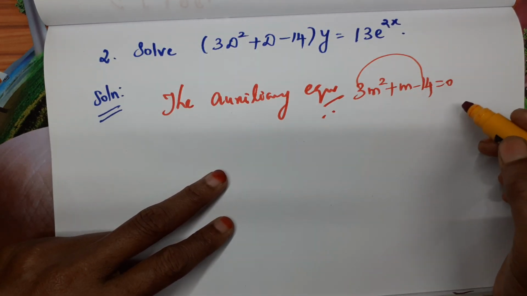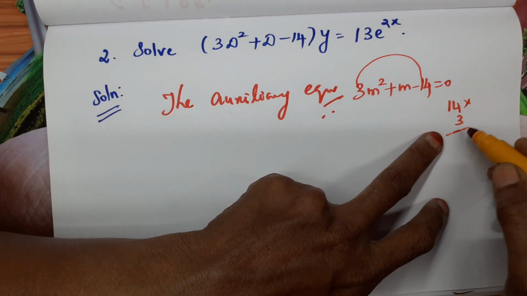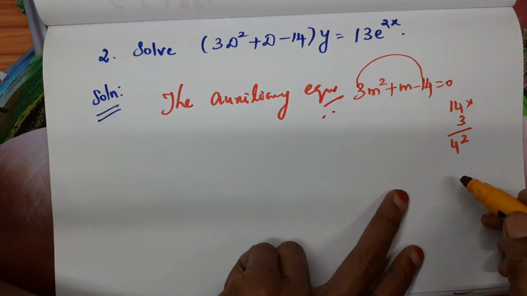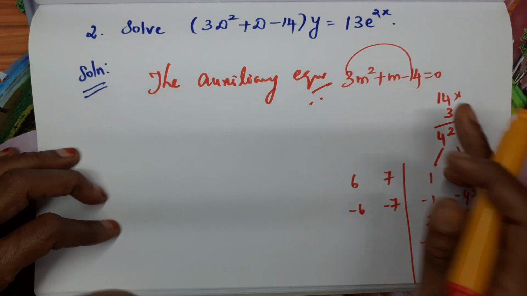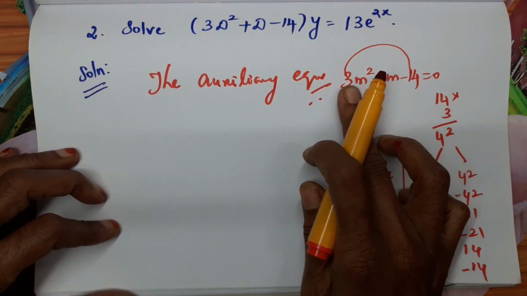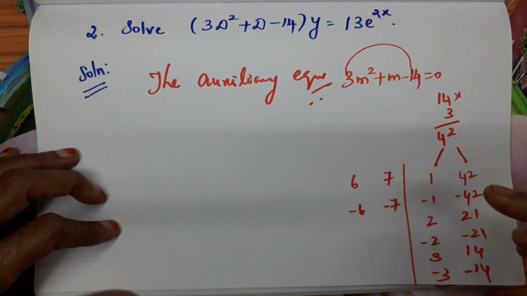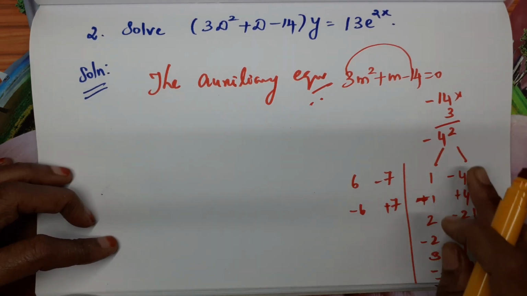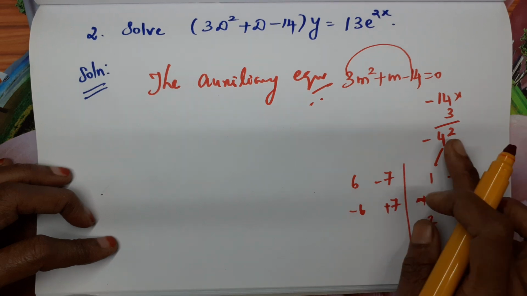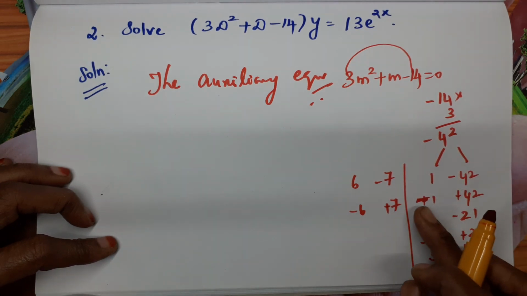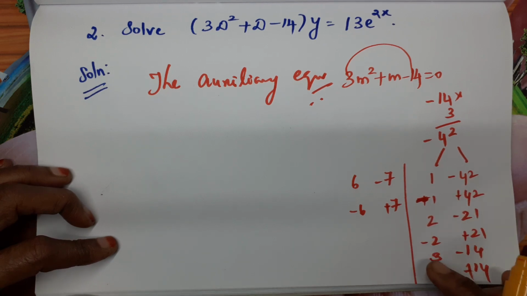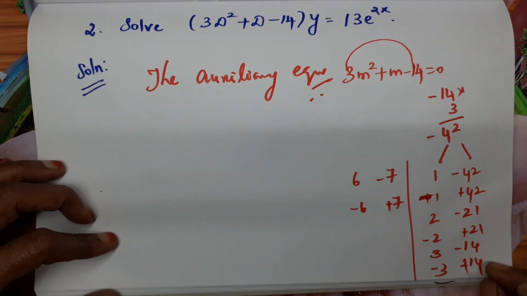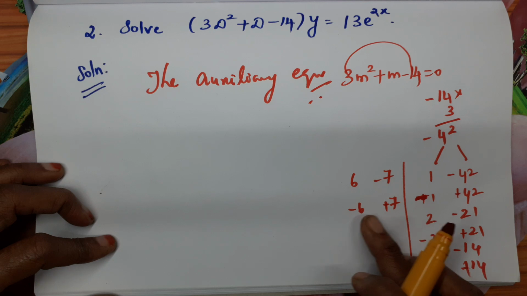First we have to multiply these two, 14 into 3, which is equal to 42. So factorize this. First we have to find the roots, right? For that I have taken the coefficient of m squared into the constant term with the sign, so it is minus 42. I have listed the factors for minus 42: 1 and minus 42, minus 1 and 42, 2 and minus 21, minus 2 and 21, 3 and minus 14, minus 3 and 14, 6 and minus 7, minus 6 and 7.